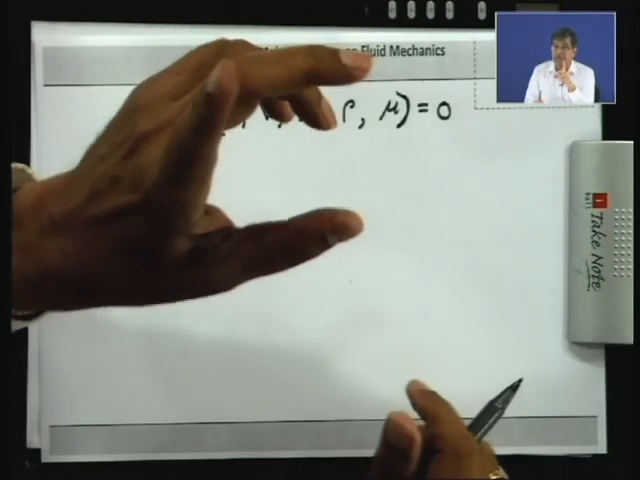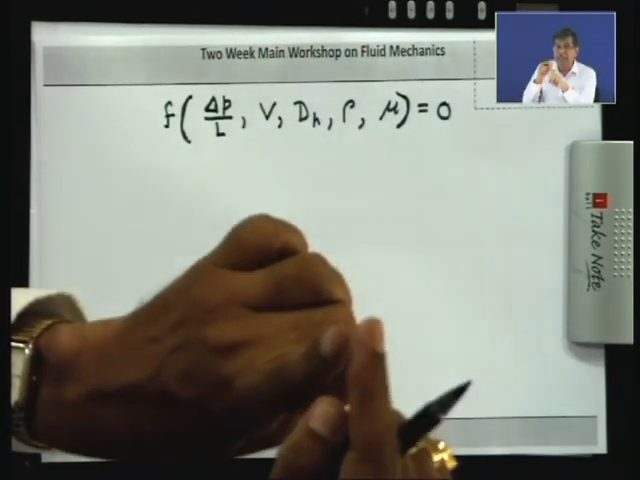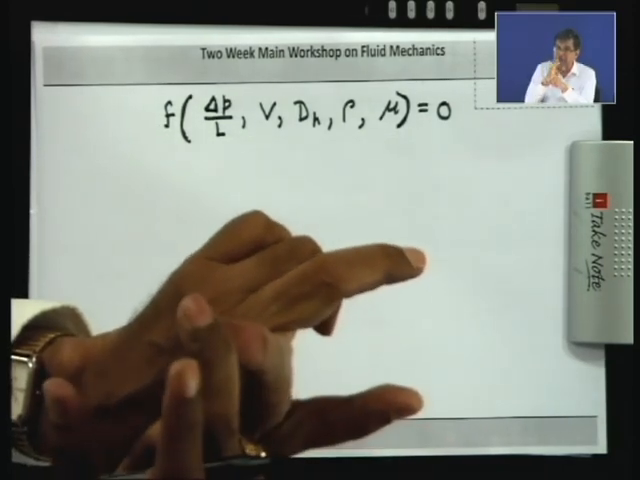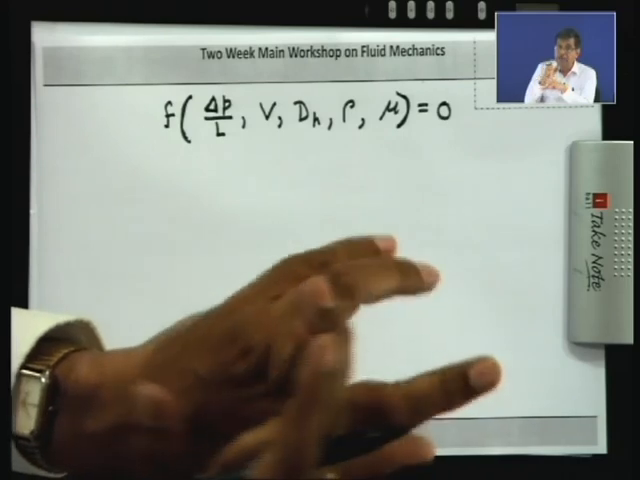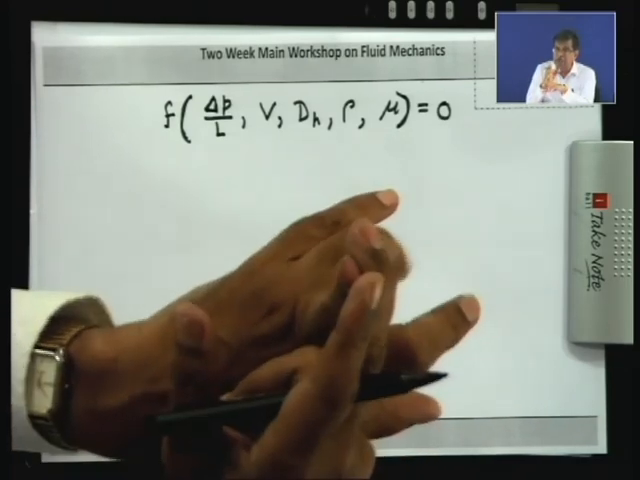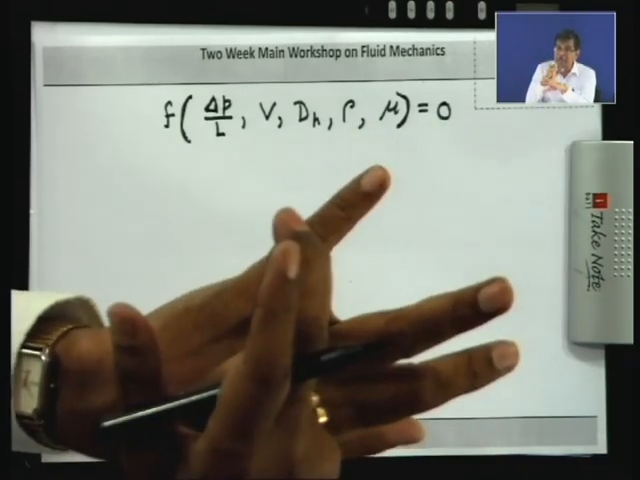Again, the conditions for choosing the repeating variables are: first, the number of repeating variables is the number of fundamental dimensions. No repeating variable should be an output or performance parameter of the system, which you know from your physical concept. And all the repeating variables must collectively contain all the fundamental dimensions.